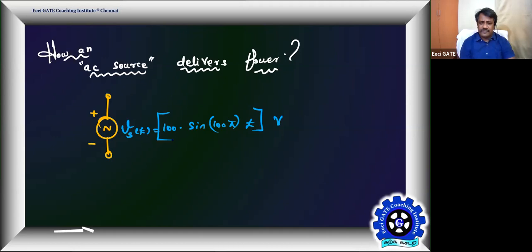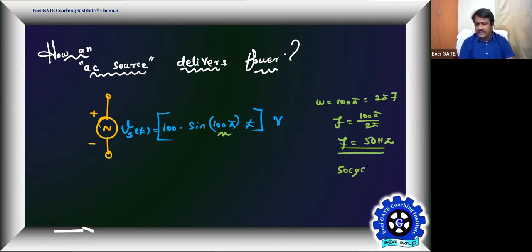So if you plot the signal Vs of t for one cycle, this is 100 pi. 100 pi is equal to 2 pi f, that is omega. So 100 pi equal to 2 pi f means 100 pi by 2 pi will be your frequency. Yes, I took the frequency as 50 hertz. 50 hertz means it is going to have 50 cycles in 1 second.